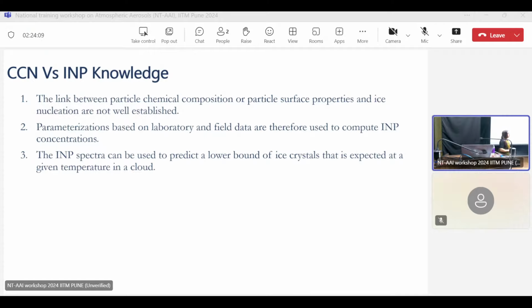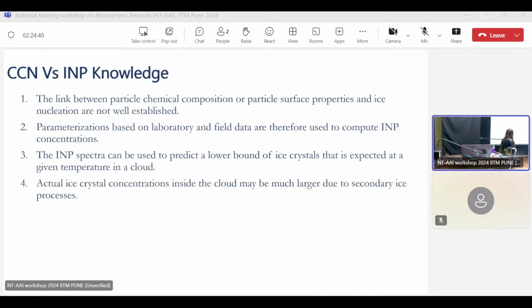INP spectra can be used to predict a lower bound of ice crystals that is expected at a given temperature in a cloud. I got to know from the organizers that some of the students sitting here are from masters also. So for you, these things must be very new and maybe complicated. But my request is that whatever we are talking about here, just try to be with us and try to understand, and later on read all these aspects, because when tomorrow you are planning your research, designing your PhD problem, these concepts will really help you to explore new dimensions. Actual ice crystal concentrations inside the cloud may be much larger due to secondary ice processes.